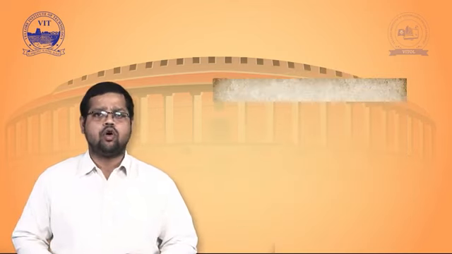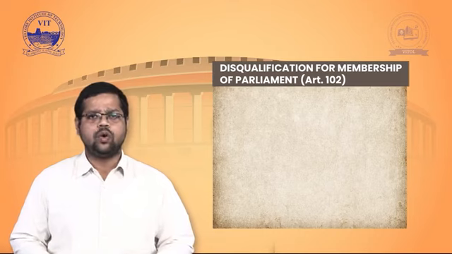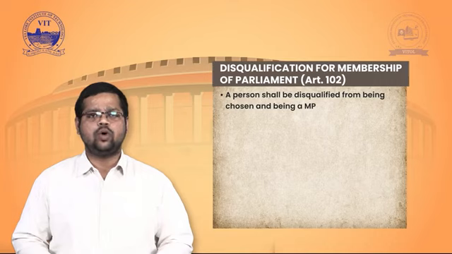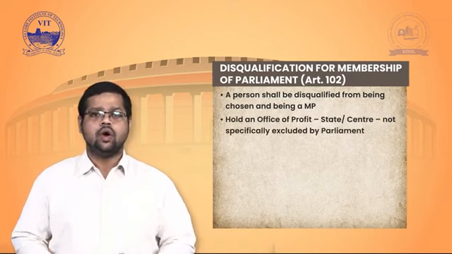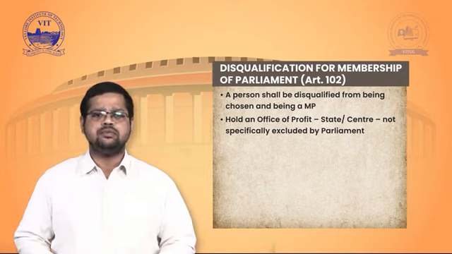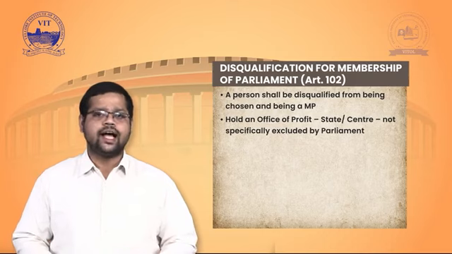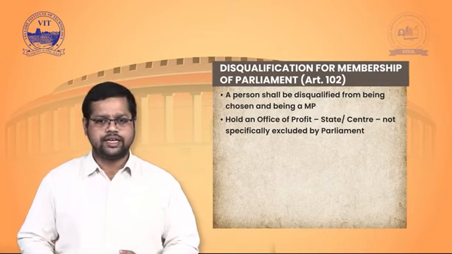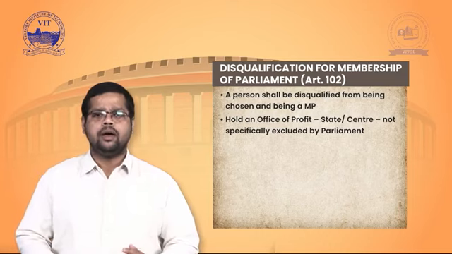The next important aspect of our discussion is disqualification. We know what the qualifications for membership of Parliament are. What are the disqualifications? That is provided under Article 102 of the Constitution, which says that a person shall be disqualified from being chosen and from being an MP, first and foremost, if he holds an office of profit. What is an office of profit? The Constitution deems certain posts, certain offices, as creating a conflict of interest. So any person who holds an office of profit as specified by the law of the land will be disqualified from holding membership of Parliament. Such an office of profit should be held either under the state government or under the central government. So if a person does not hold an office of profit, he is free to contest and hold membership of Parliament.